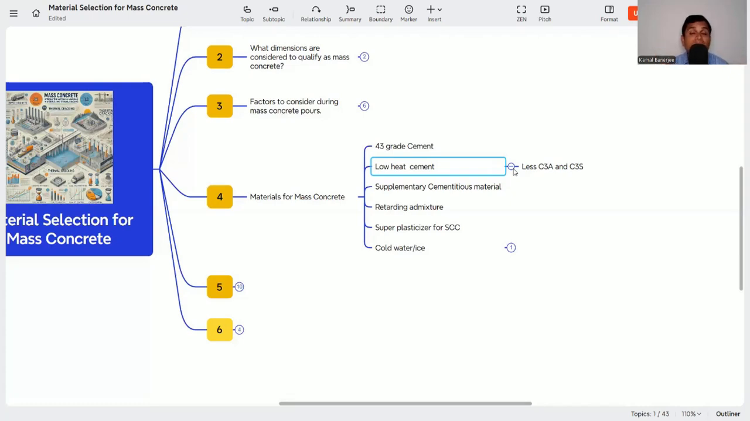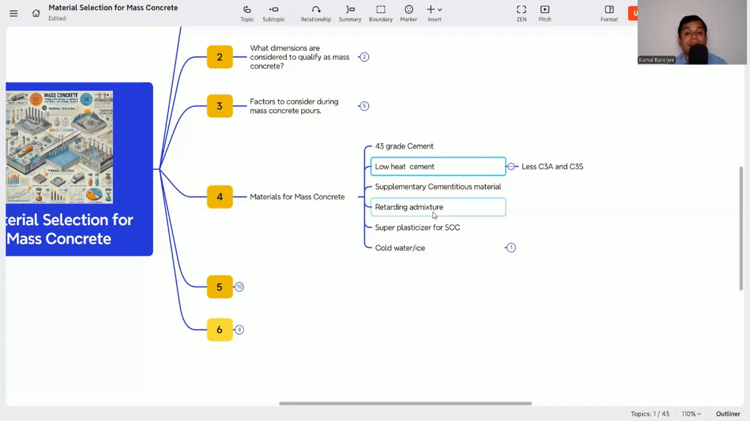So that is our target, to reduce the temperature of the core so that there will be no thermal cracking and no thermal gradient. Then there will be no thermal heat pass, and so no thermal cracking. So we are using the supplementary cementitious material. Then a retarding admixture is also good, to reduce the heat.